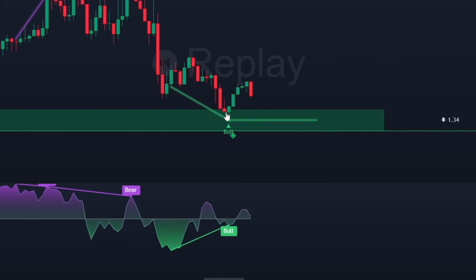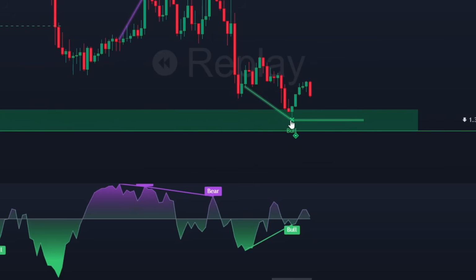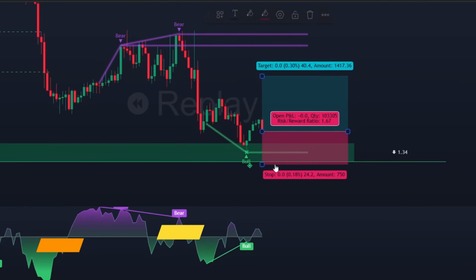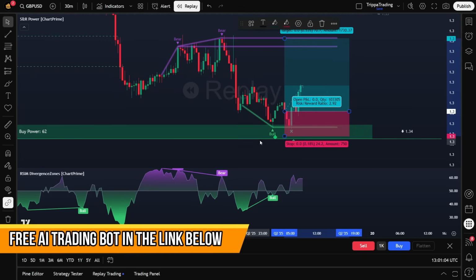Imagine market is dropping into a green buy power zone, scored at more than 60. At the same time, the RSI divergence tool marks a bullish divergence. That's your sign sellers are running out of steam. So you can open a buy position at this point. After that, the stop loss can be set just below the zone, and you can target the next resistance above.